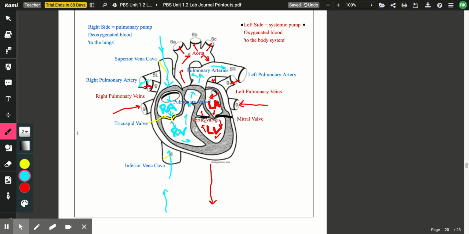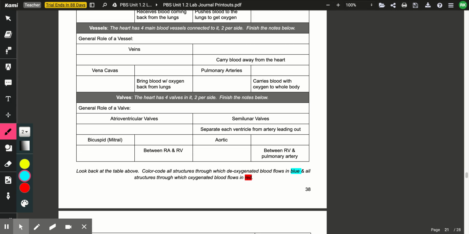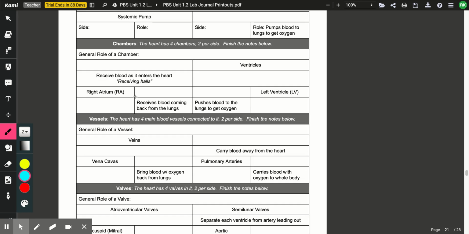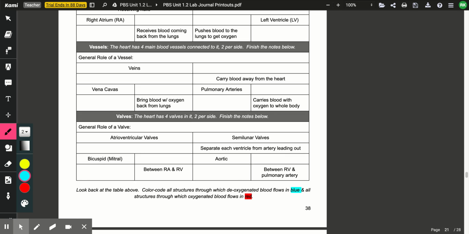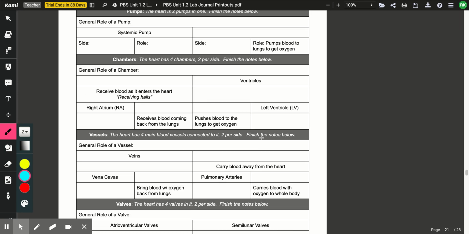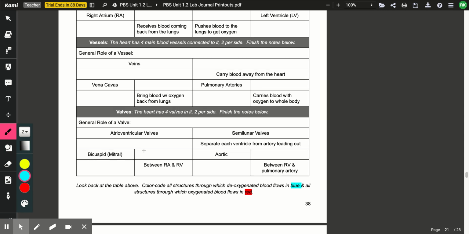So with that, now that we have learned the different structures of the heart and how blood is pumped through the heart, you should be able to answer page 38 now. Some of it's been filled out for you, some of it isn't. You are responsible for filling this out to review the pumps, chambers, vessels, and valves, and how blood is pumped through the heart. Make sure that you take your blue and your red to shade or outline the parts of the heart that are part of the systemic versus parts of the heart that are part of the pulmonary side of the heart. So you're going to use blue and red to represent that.